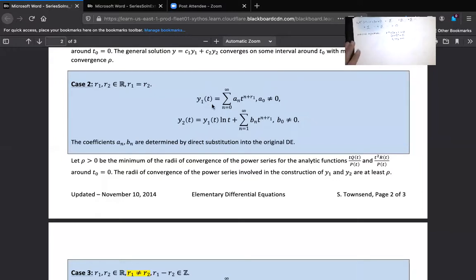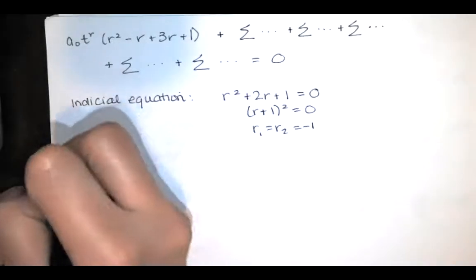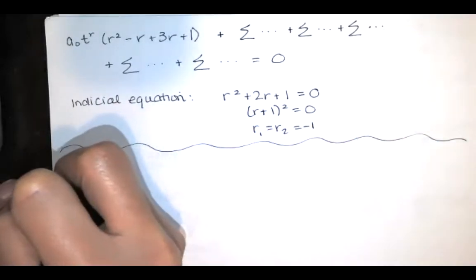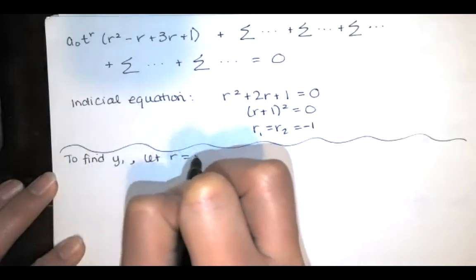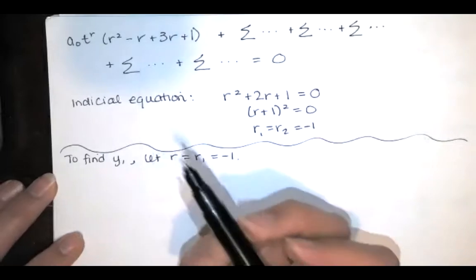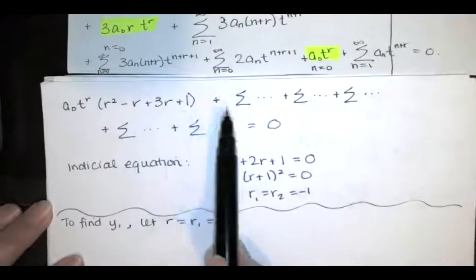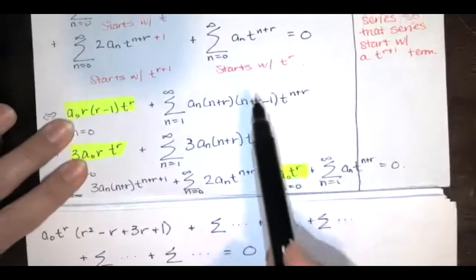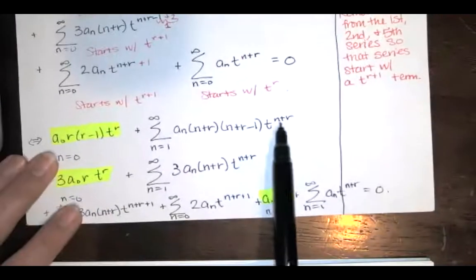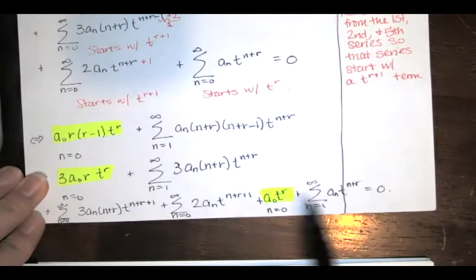So to find y1, we will let r1 equal -1, and then we will find the values of a sub n. So if r is equal to -1, that means this will be 0, and all we'll be left with are these 5 series, and then we substitute r equals -1. So I've got r equals -1 here, and here, and here, and here, and there.